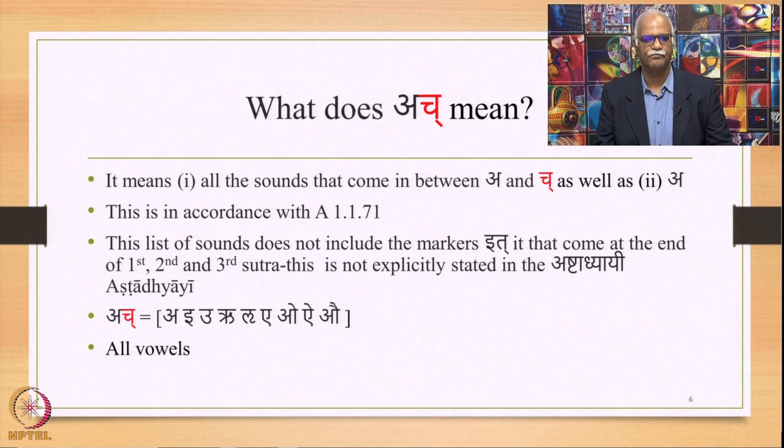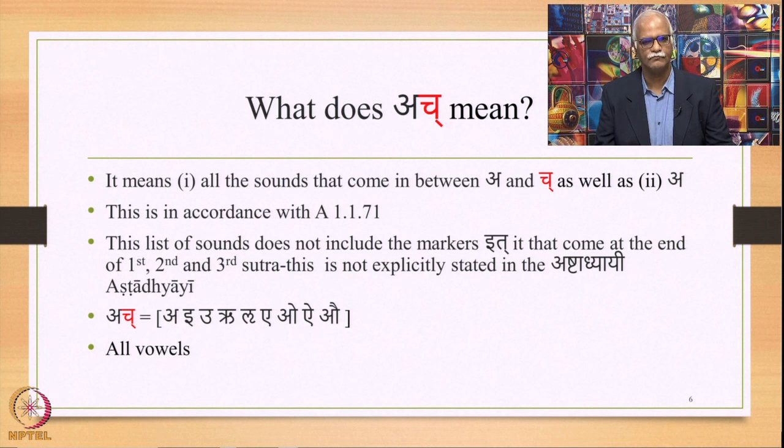I repeat, the list of sounds does not include the markers, the its, that come at the end of the first, second and third sutra. This is not explicitly stated in the Ashtadhyayi, but this is what is assumed, what is known by the tradition and has been passed down through generations.